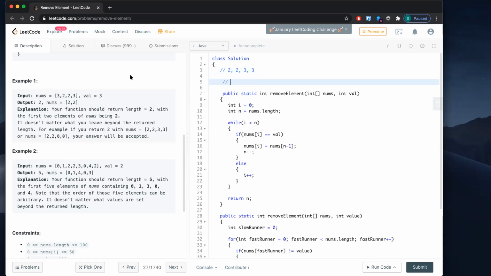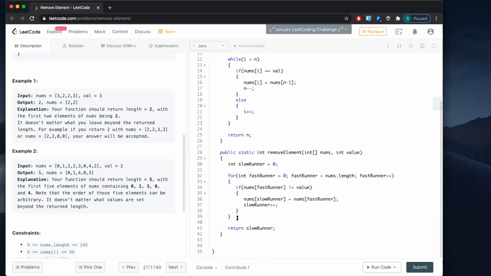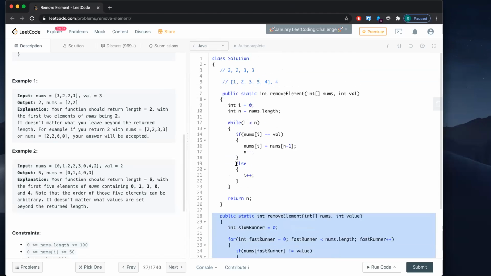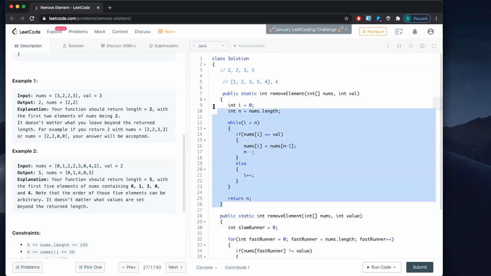So in this array, let's say our array is 1, 2, 3, 5, 4, and I only wanted to remove 4. If we had used the previous approach, we would have copied everything here to here, here to here, here to here, just to get rid of the number 4. But using this trick, we only do one operation and we remove this. So yeah, a little bit more efficient approach, and I really like this trick.